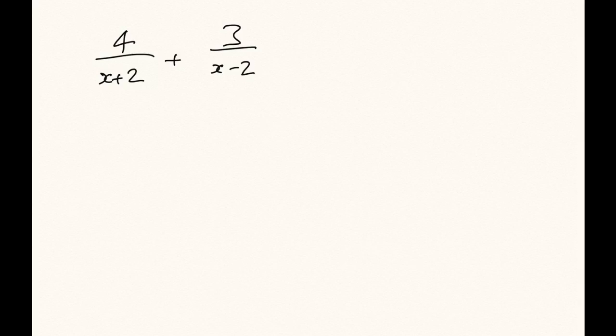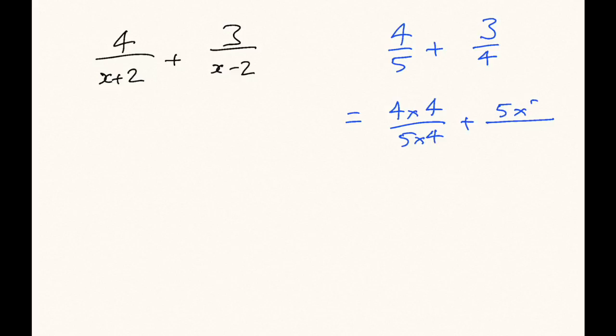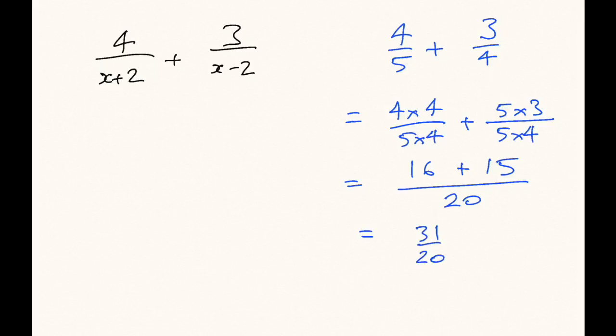Okay, we move on to this simplification. This is algebraic fractions. When you look at this, just think of what you would do if this was 4/5 plus 3/4. You need to find a common denominator. The easiest way to do this is 4 times 4 over 5 times 4, plus 5 times 3 over 5 times 4. This will give you 16 plus 15 over 20, and you get 31 over 20.